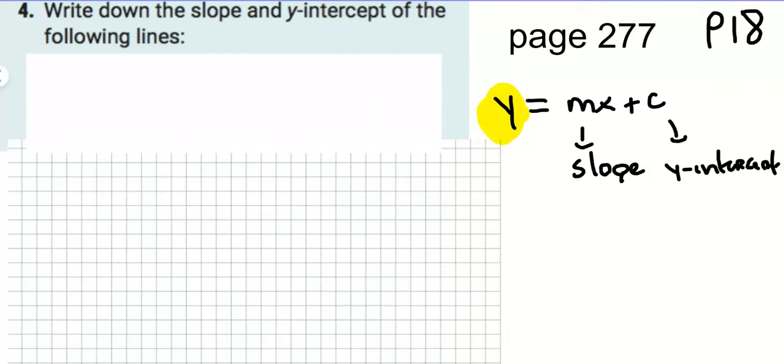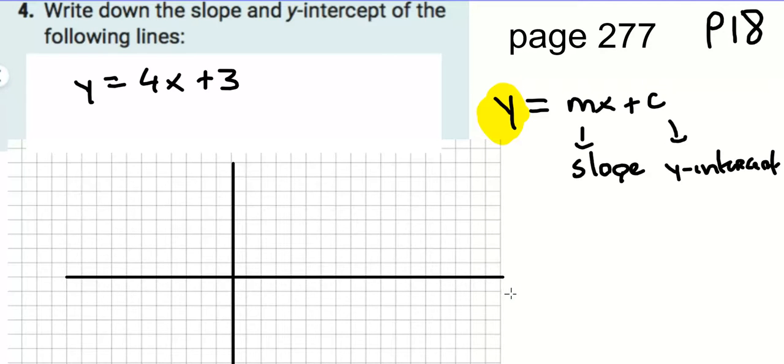Okay, here's what we're going to write down: y equals 4x plus 3. Now, can anybody tell me what's the slope of that equation? The number that comes in front of the x, yes? A slope of 4. Can anybody tell me where the y-intercept is? Actually, it's 0, 3.